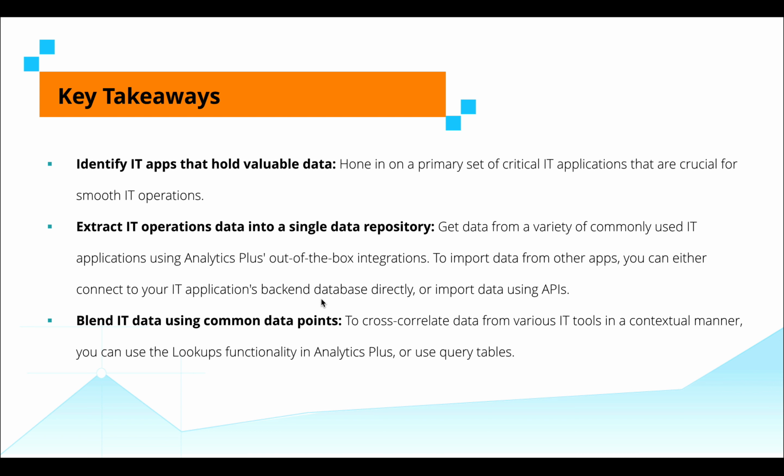Blending IT data using common data points. To cross-correlate data from various IT applications in a contextual manner, we need to connect data points that are interrelated. Now you can accomplish this using the lookups functionality in Analytics Plus in situations where there is a common unique data point in two tables, or simply use query tables to combine data using a simple union function.